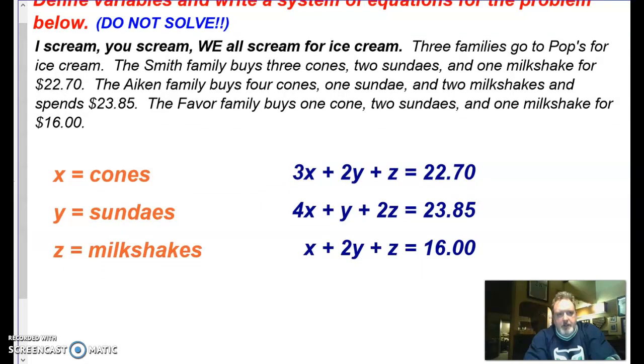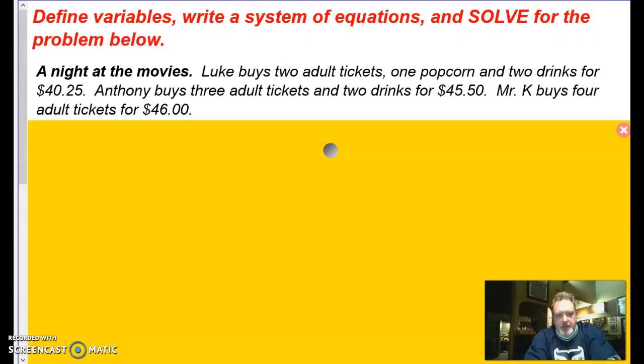All right, the last one here that we have on our notes today. Now we're going to do the whole thing. We've got to define the variables, we've got to write the system, and we've got to solve. So here we've got movies. If you read through the problem, we've got adult tickets, popcorn, and drinks. So that's going to be our variables here.